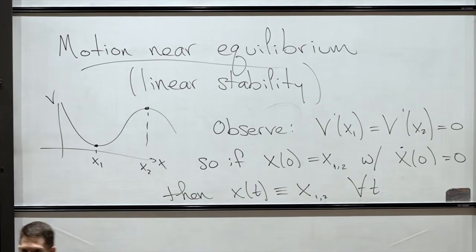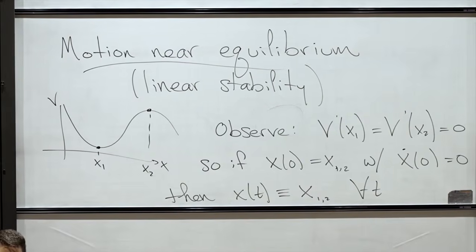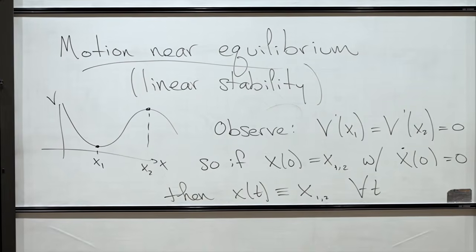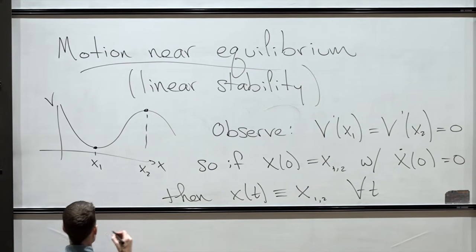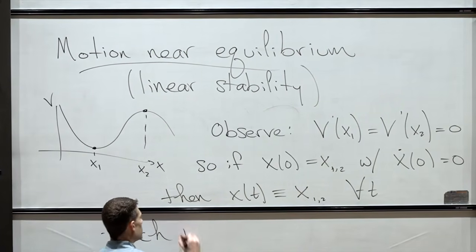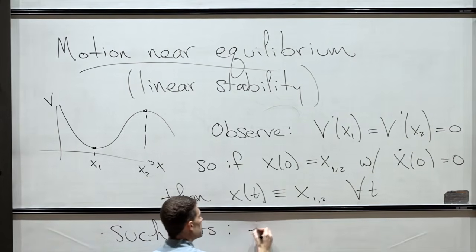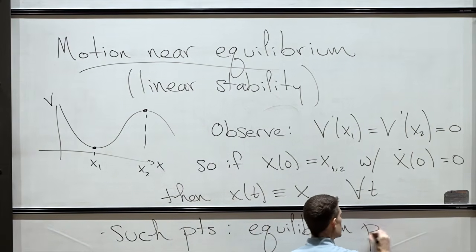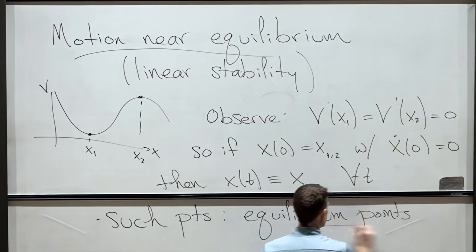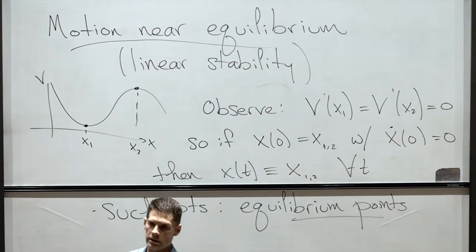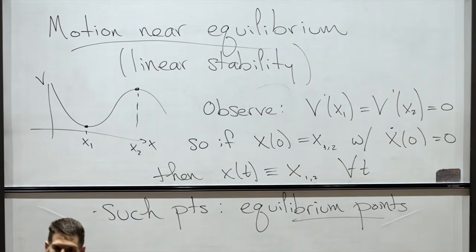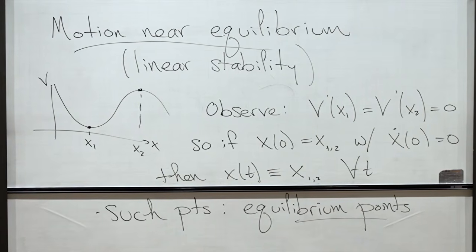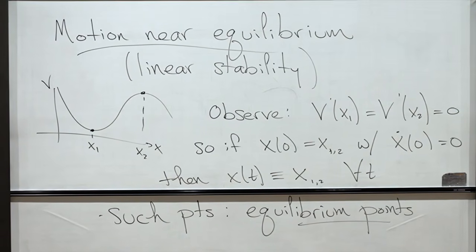You can just solve Newton's equation if you want. It has no force. There's no initial conditions. X is identically its initial value, x1 or x2. And such a point is called an equilibrium point. Equilibrium really means that the forces in the system are all balanced, but we can also understand it from an energy landscape as the ball rolling in the hill. I'm either at the bottom of a valley or the very top of a hill.